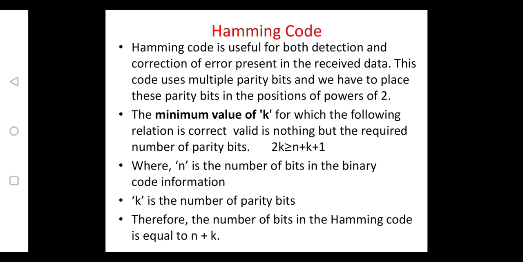So let us see what is meant by a Hamming code. Hamming code is useful for both error detection as well as error correction. In case of this Hamming code, let us discuss with an example. Basically, all these are used whenever we are transmitting data.